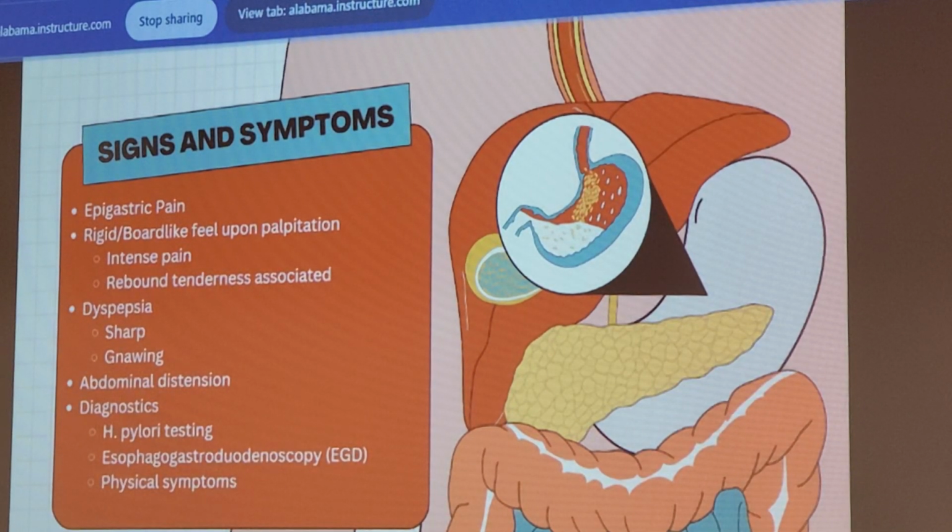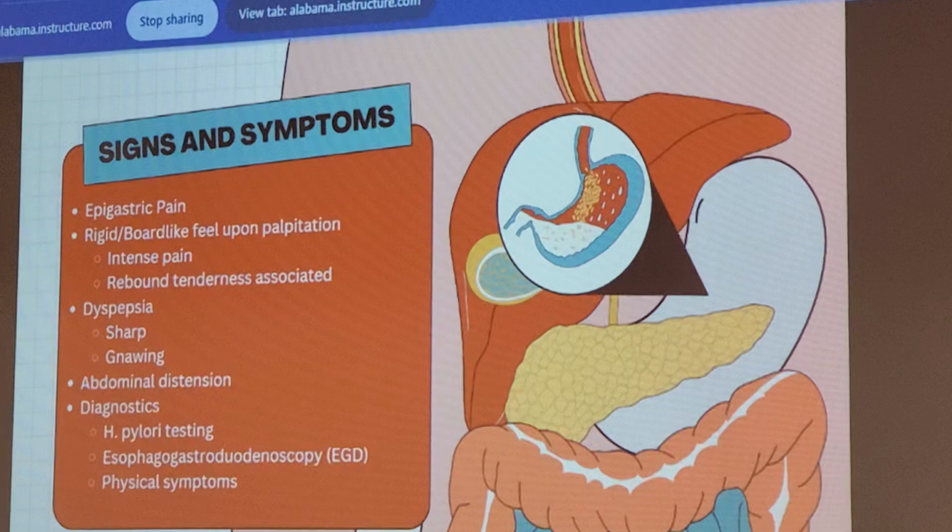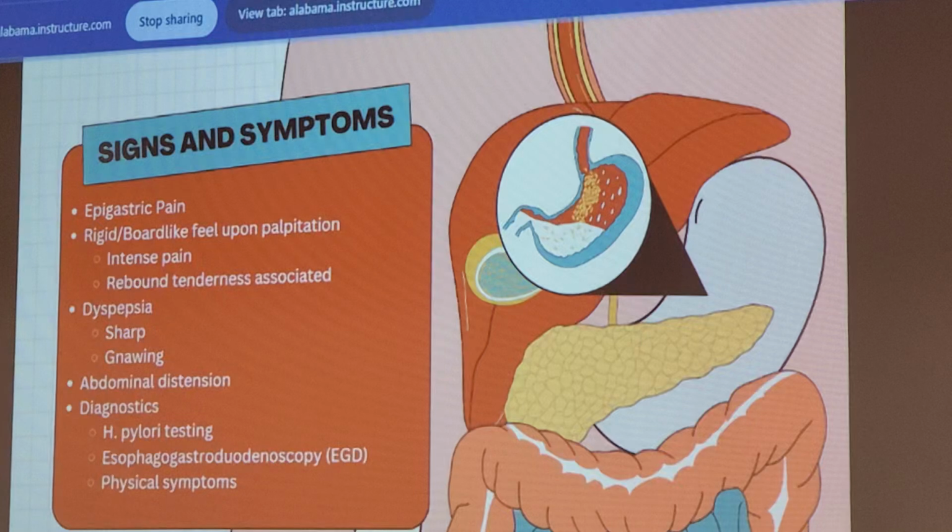And then dyspepsia as well. We may also see some abdominal distension, so it's real tight, real firm when we press down on it. And they're also going to have a couple other symptoms, so they may develop some dyspepsia or some of that chest pain, some of those symptoms that we had for GERD. We're going to have the same symptoms as peptic ulcer disease.